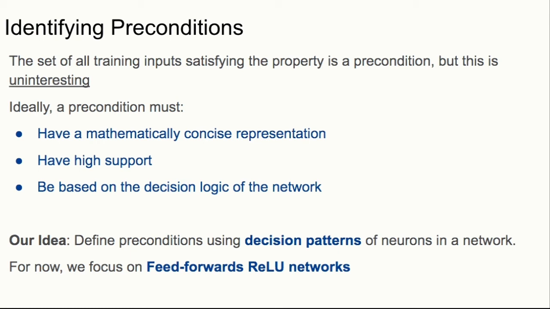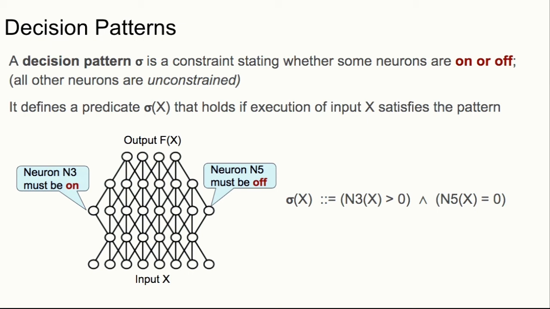What's a decision pattern? A decision pattern is simply a constraint stating that some neurons are on and some are off. A pattern could say that neuron N3 must be on and N5 must be off. All inputs that have this property in their execution are considered to satisfy the pattern. So each pattern sigma defines a predicate sigma x. You could think of N3 as a function of the input. So then this amounts to saying N3(x) greater than 0 and N5(x) is equal to 0. That's the case where the ReLU is off. Now still, N3 and N5 are as complicated as the whole function. So this predicate isn't any better to think about.